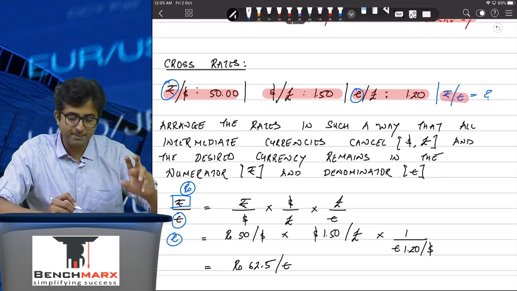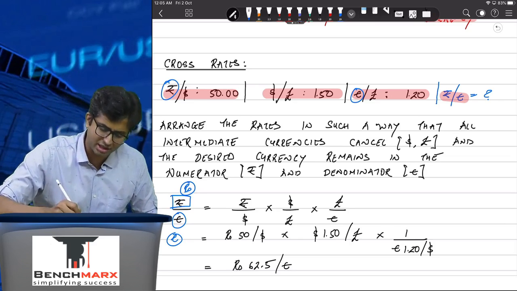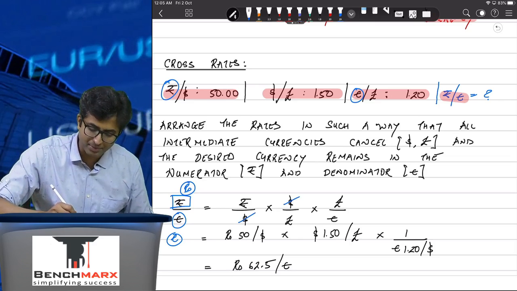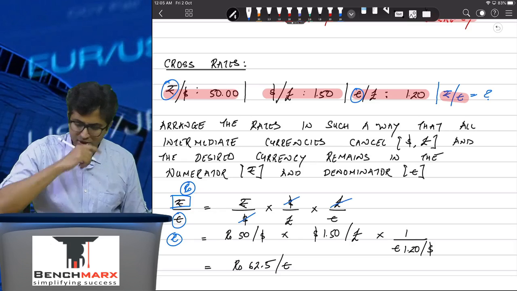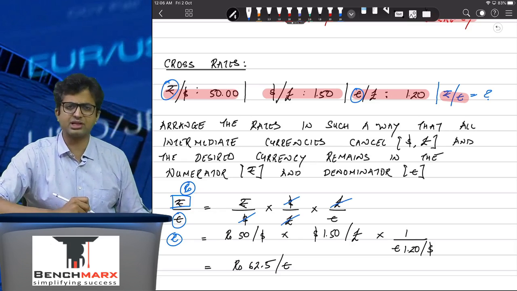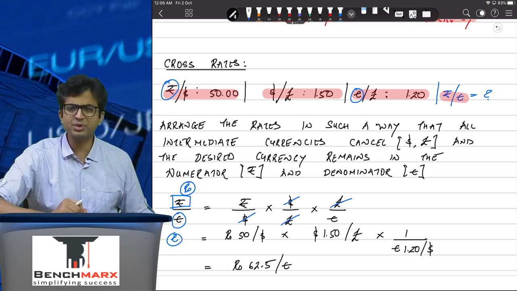So rupees per dollar. Okay, so here the dollar is in the denominator. So in the next level, you should have dollar in the numerator, and then dollar per pound. Pound is in the denominator, so here pound has to come in the numerator, and by that, dollar and dollar get cancelled, pound and pound get cancelled. Your answer remains in rupees per euro.